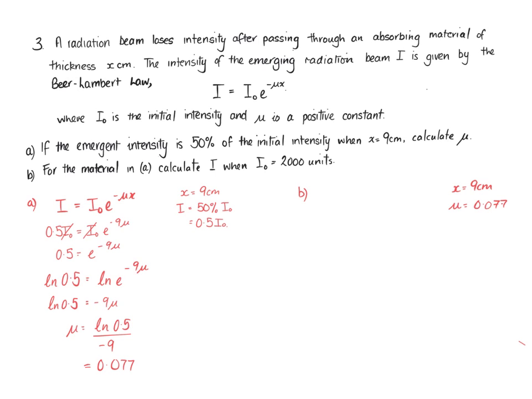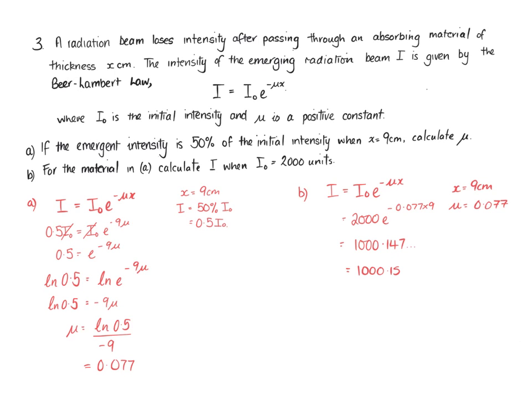Okay, and then it says calculate I when I naught is 2000. So this is really good. This is just putting this into our calculators, to be honest. But remember, we always need to show all of our working. So I equals I naught e to the negative mu x equals 2000 e to the negative 0.077 times 9. Plug that into our calculators and we get 1000.147, and then that's fine. So I'll just round that to 1000.15.